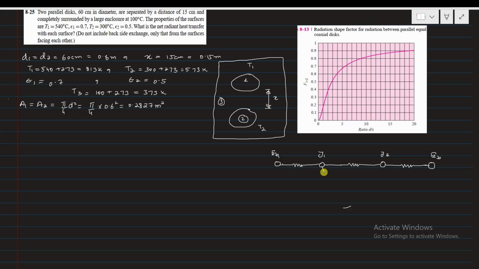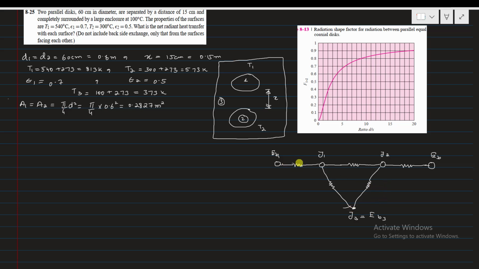Now J1 heat transfer will occur to the room. This is J3, and this J3 will be equal to Eb3. Then the surface resistance, and then J3 heat transfer that occurs from body 2 to the room.